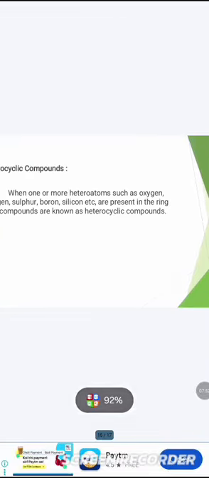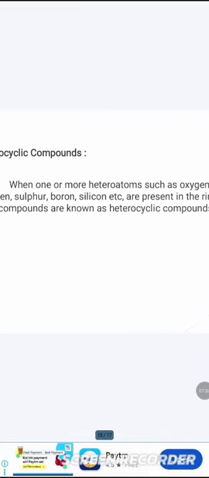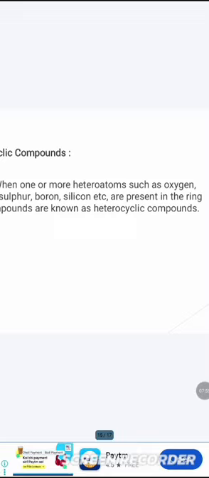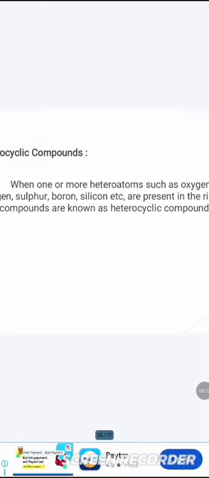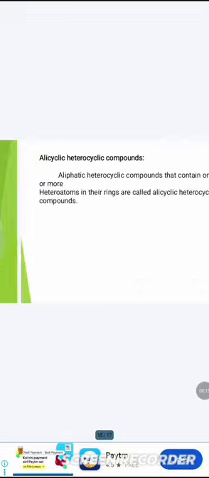The next, heterocyclic compounds. When one or more heteroatoms such as oxygen, nitrogen, sulfur, boron, silicon, etc. are present in the ring, such compounds are known as heterocyclic compounds. That is known as heterocyclic.